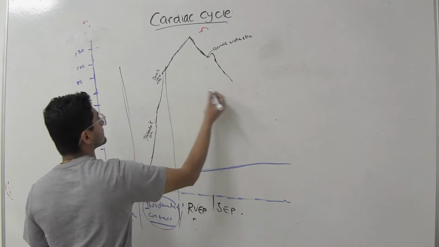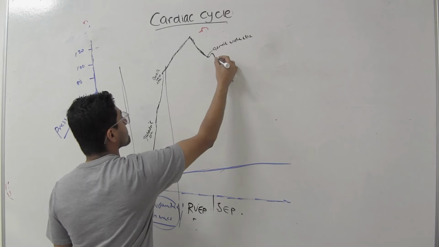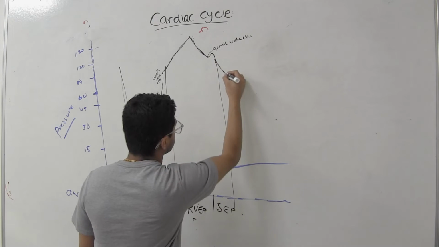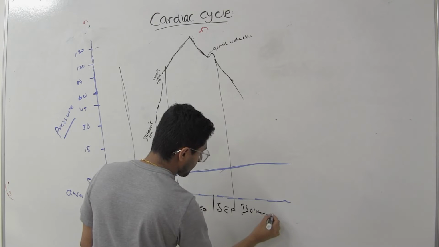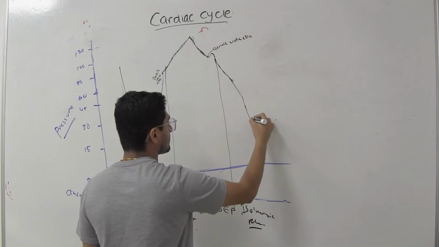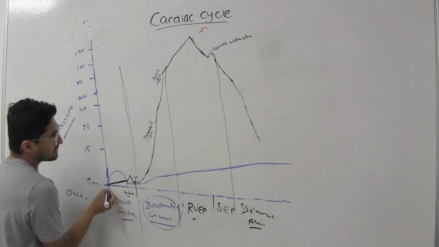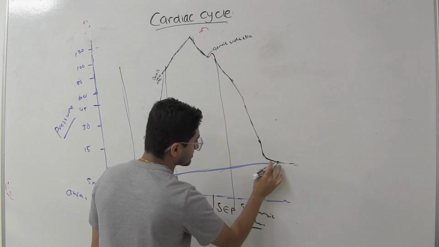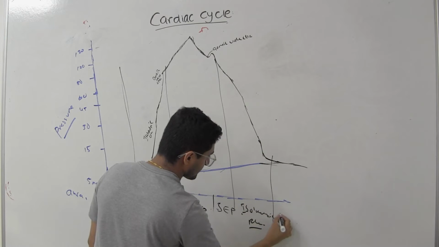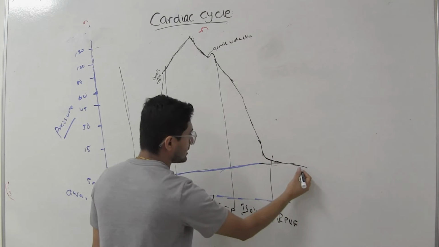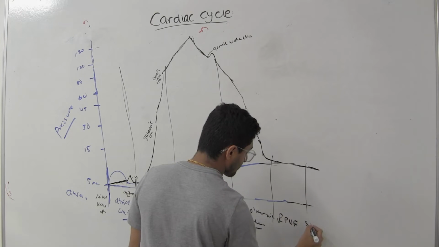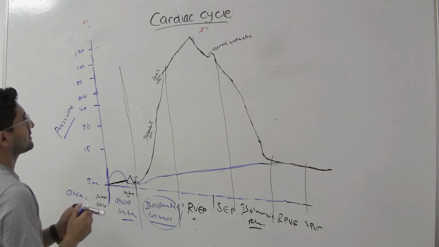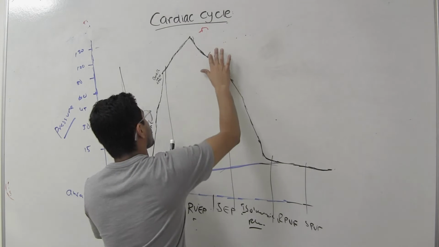It comes down as the ventricle relaxes. This is what I'm representing as the isovolumetric relaxation, and it keeps going all the way down. As soon as the ventricular pressure becomes lower than the atrial pressure, a rapid passive ventricular filling happens, and then a slow passive ventricular filling. So basically, the ventricle graph looks like that.